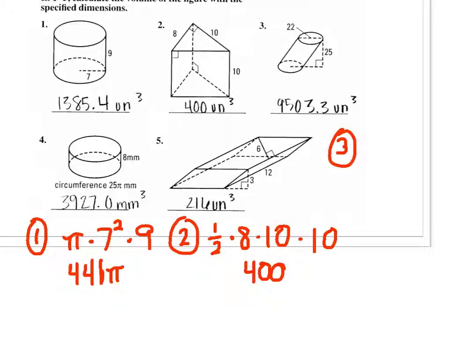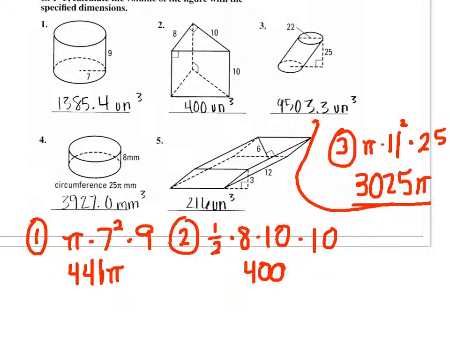Number 3, again, it doesn't matter if it's oblique or not, so we just treat it the same way. Area of our base is pi times the radius squared. If the diameter is 22, the radius is 11, so 11 squared. Pi times 11 squared times the height, which is 25. 11 squared is 121, and 121 times 25 is 3025 pi. So again, exact answer, rounded answer.